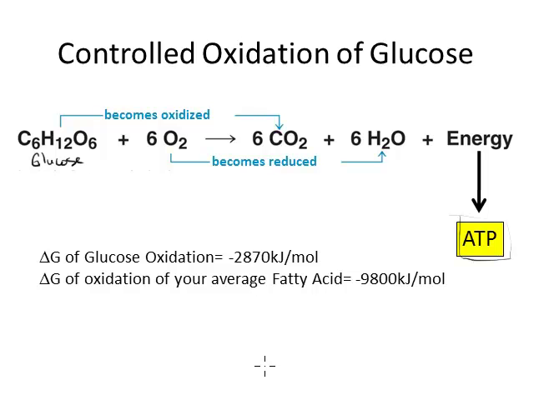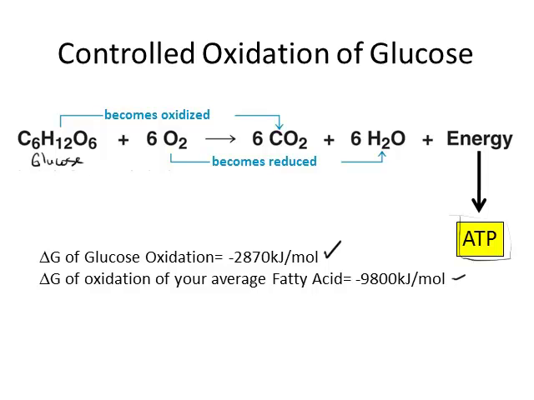How much energy does oxidation of glucose yield? Per mole, about 2,870 kilojoules. If we compare that to the energy yield of an average fatty acid, we can see that fatty acid oxidation is more exergonic, yielding almost 10,000 kilojoules per mole of fatty acid. There are a couple of reasons for that. First, most of our fatty acids are in the range of 16 carbons in length, compared to glucose, which is a 6-carbon sugar, so fatty acids are bigger and contain more bonds and potential energy as a result.